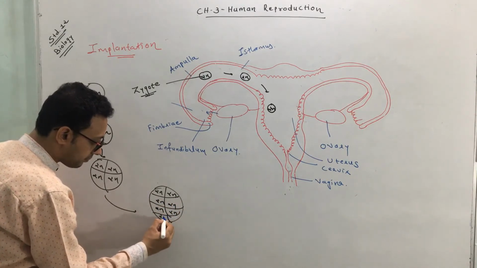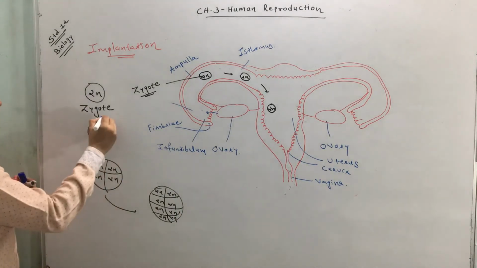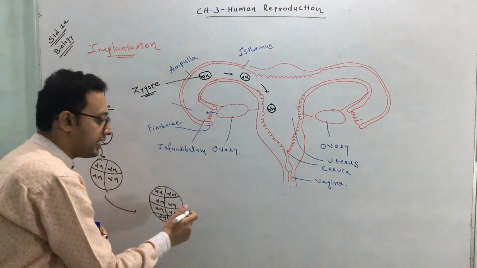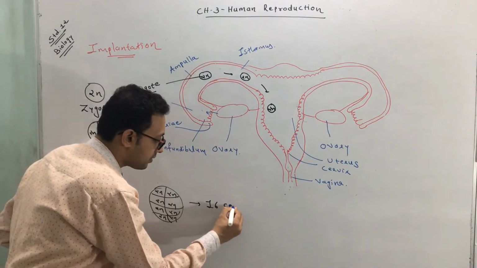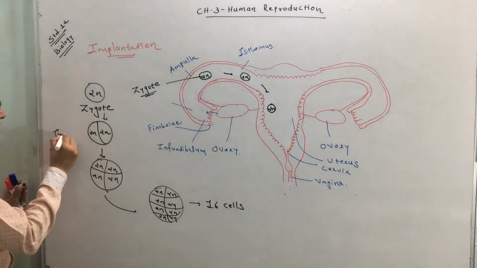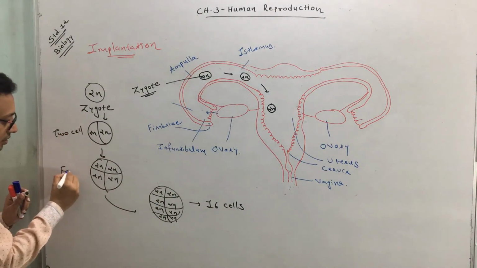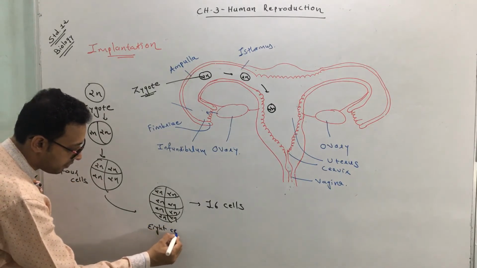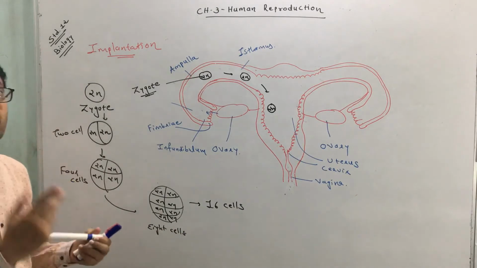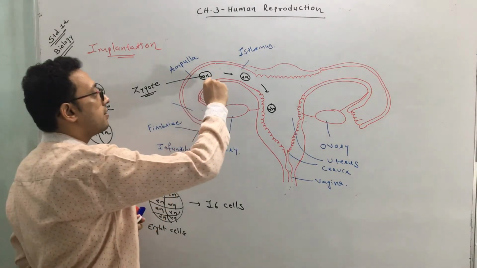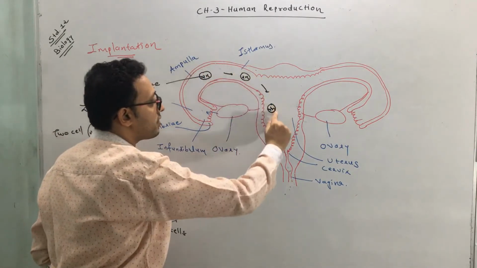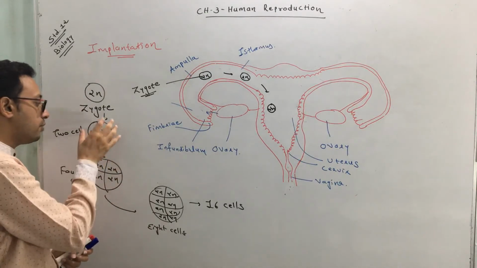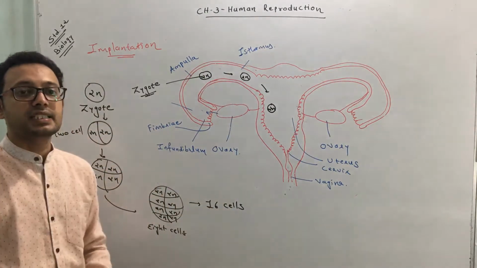It is mitosis division. So one zygote converts to 2 cells, 2 to 4, 4 to 8, 8 to 16 cells. Okay, so these are the 2 cells, 4 cells, 8 cells. Where does this process occur? This process occurs while the zygote is traveling and reaching the uterus. The zygote continuously divides by mitosis and forms 2, 4, 8 and 16 cells.